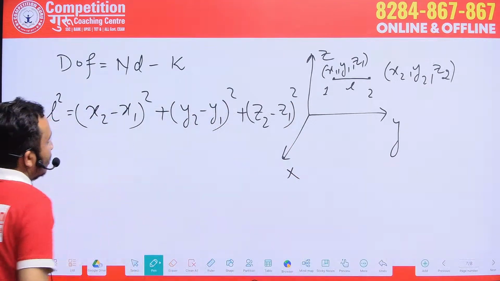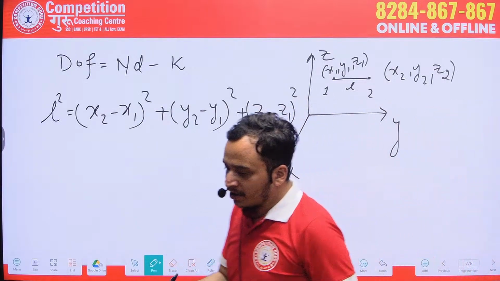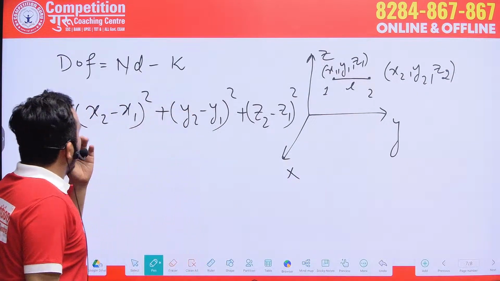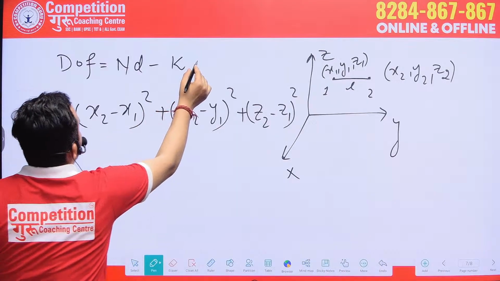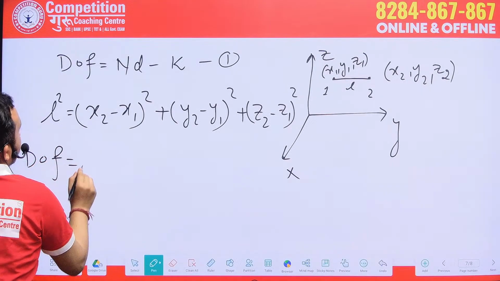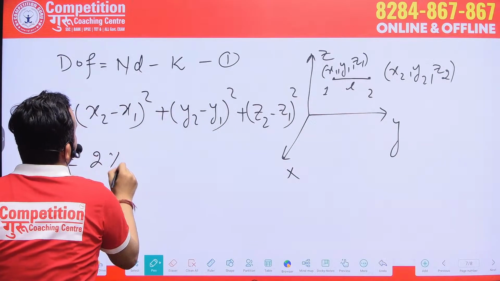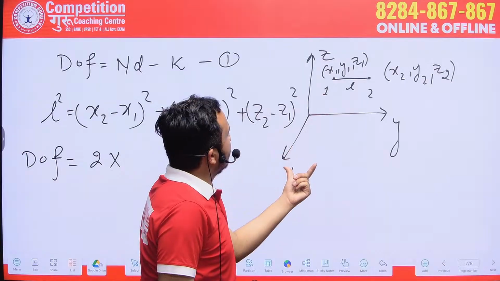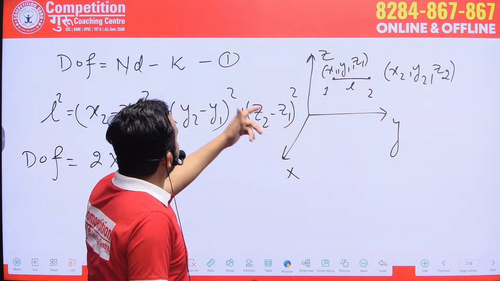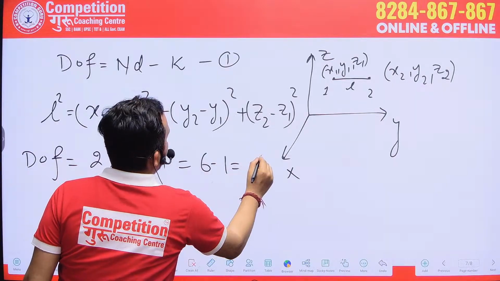So here the constraint equation is only one. There is no other equation which can relate these coordinates. There is only one choice. So now if we put these things in this equation, equation number 1, the degree of freedom, in this case the number of particles is 2. D is the dimension, 3 dimensions, x, y and z, 3, and the constraint equation is 1, so that is minus 1. So 6 minus 1 is equal to 5.